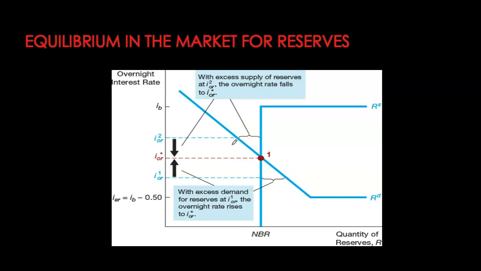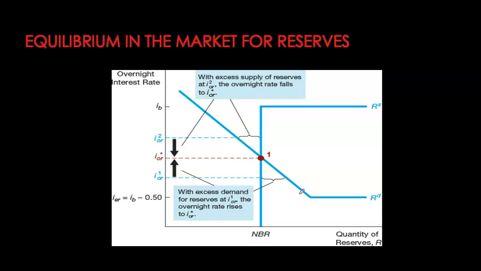If you have a situation where the current overnight rate is higher than the equilibrium rate, you have an excess supply of funds, and the excess supply pushes the interest rate down and we move towards our equilibrium overnight interest rate. If the overnight interest rate is currently in a situation where you have an excess demand for funds, this excess demand will push the overnight interest rate up, and as the interest rate goes up, excess demand is eliminated and we are back to our equilibrium overnight rate.